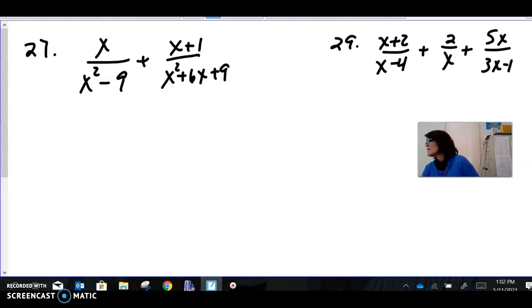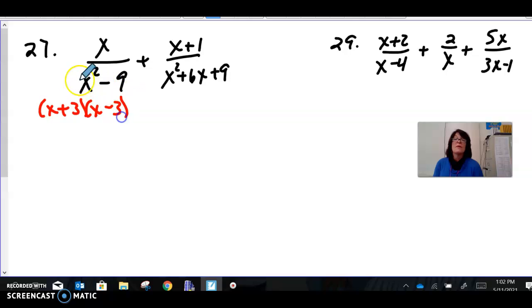Numbers 27 and 29. Okay. I have to do a lot of factoring here, gang. X squared minus 9 is x plus 3, x minus 3, difference of two squares. I'm thinking what multiplies to 9 and adds to 6? It's not too bad, right? X plus 3 and x plus 3.